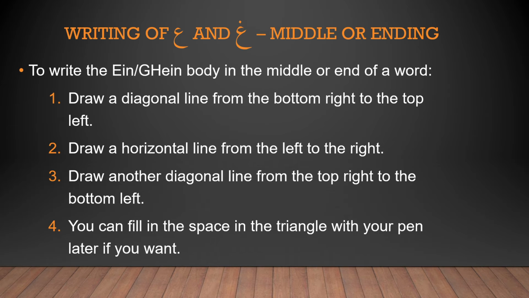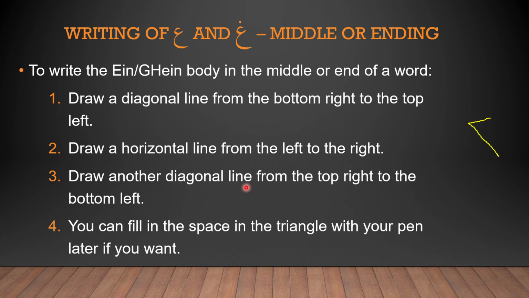Now let's look at how to write it in the middle or the ending form. To write Ein and GHien in the middle or the end of the word, draw a diagonal line from the bottom right to the top left. So we'll draw a line from this bottom right to top left. Now draw a horizontal line from the left to the right. Horizontal means sleeping line, like this.